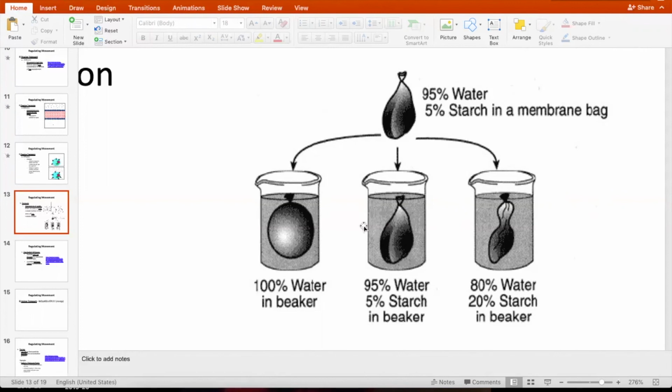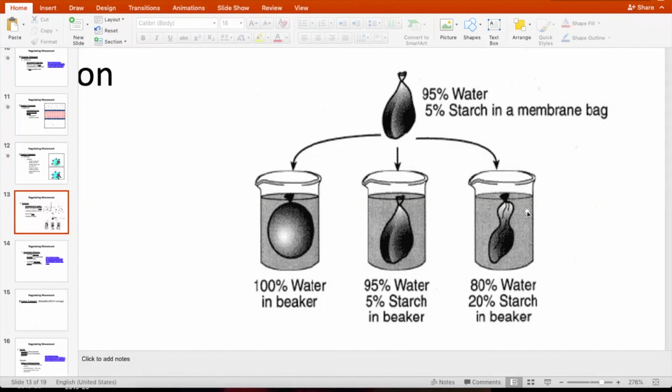But what if you put it in pure water? 100% water in the beaker. That means there's 5% starch in the bag. We have a concentration gradient. A lot of starch in the bag, not a lot of starch outside the bag. The starch wants to get out. The starch wants to spread out evenly. It can't get out of the bag. So instead, water goes in. That's osmosis. Water goes in, the bag gets bigger, and the starch can spread. Remember, guys, backup plan. If the starch can't move out, the water will go in.